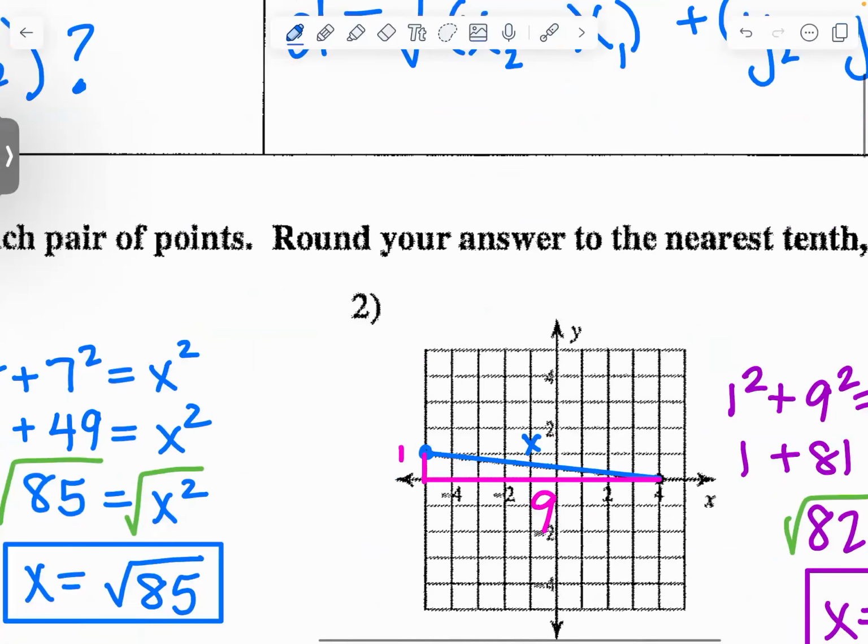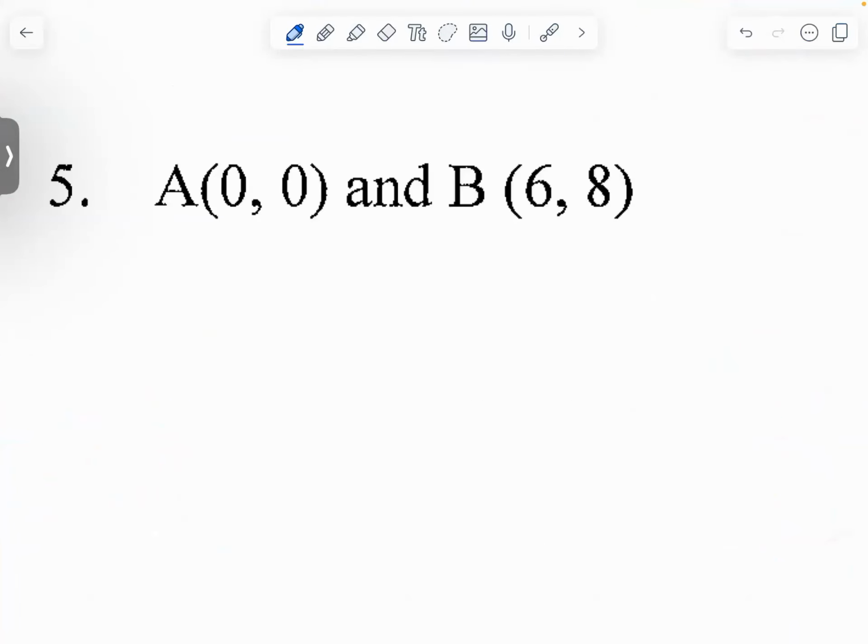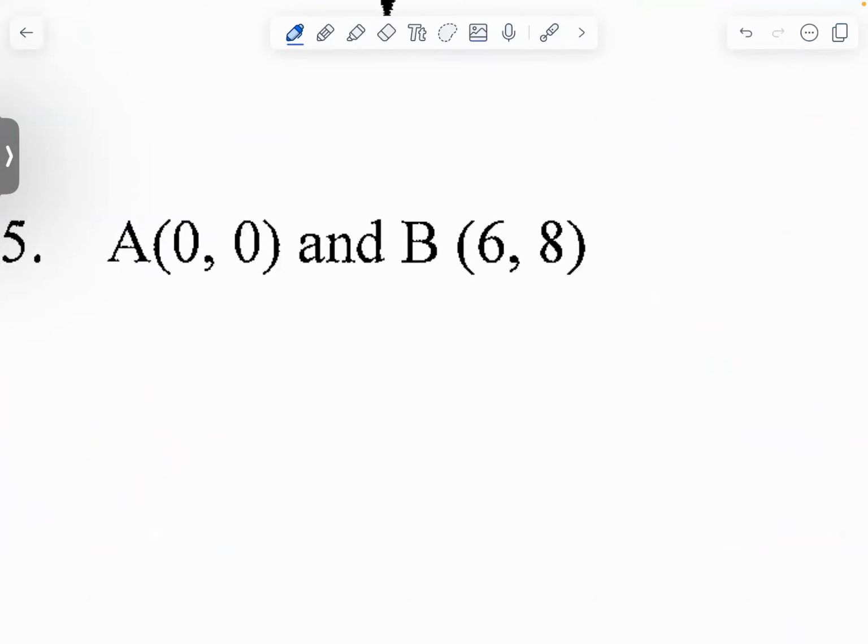So I want you to look at number 5. And what I want you to do is on number 5, write x1, y1 above 0, 0. And I want you to write x2, y2 above 6, 8. I'm curious with the noise level. Stop talking when I am.